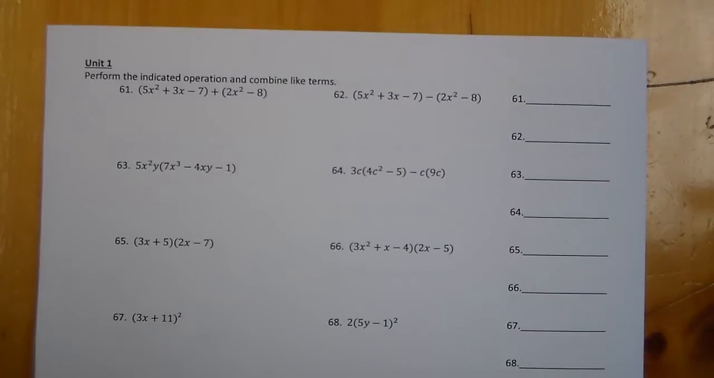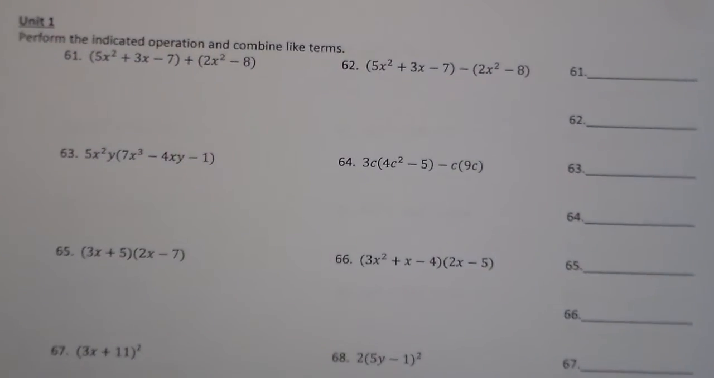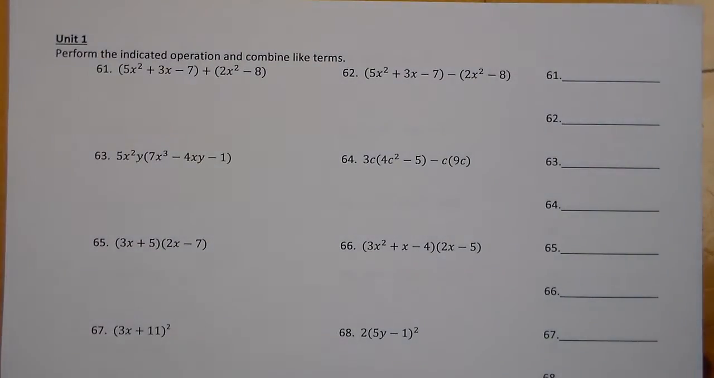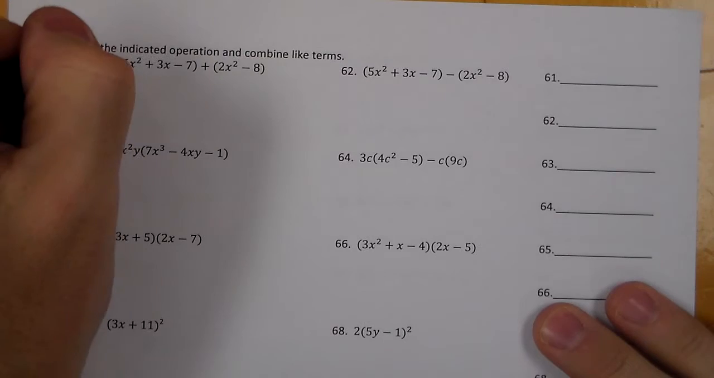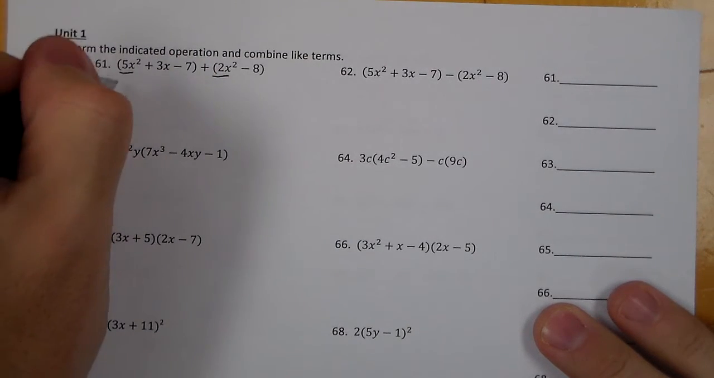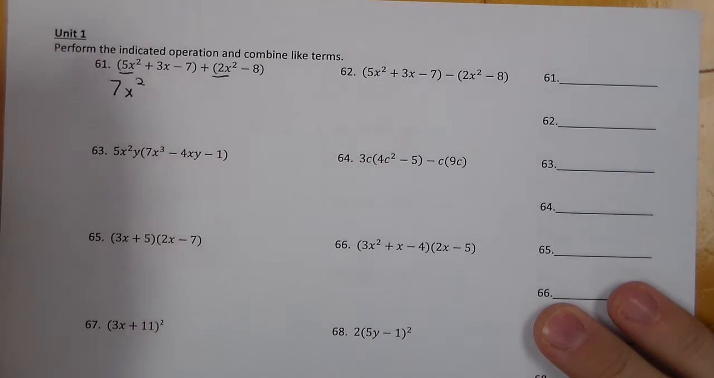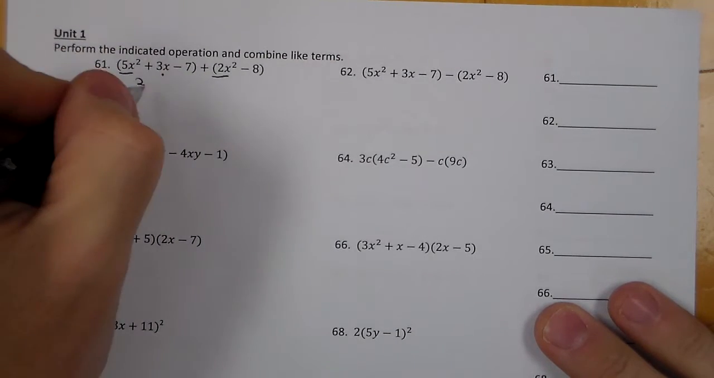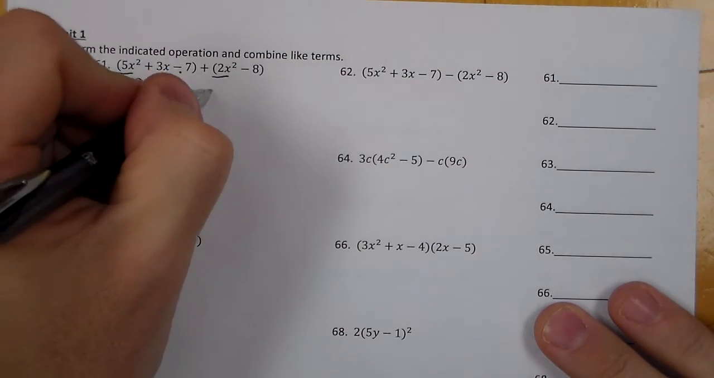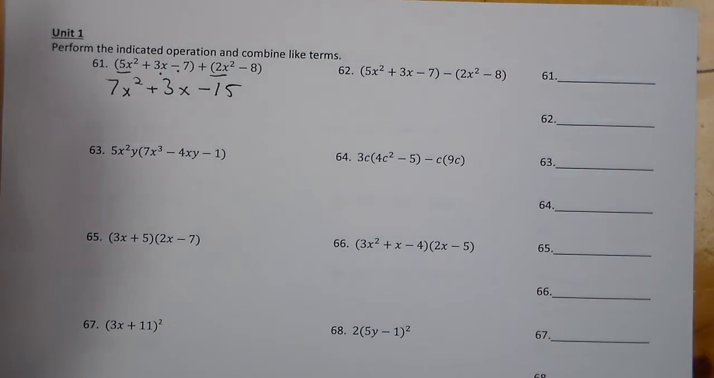This is Unit 1 of the Honors Math 2 final review. We're starting off on 61. So 61, we are going to combine like terms. I have two x squared terms. I have 5x squared and 2x squared gives me 7x squared. I have a 3x and it has no other friends, so that's just a 3x. And then negative 7 and negative 8 give us a negative 15.